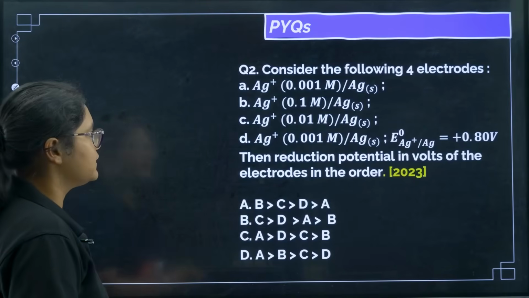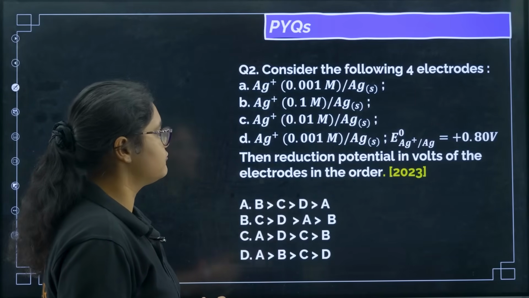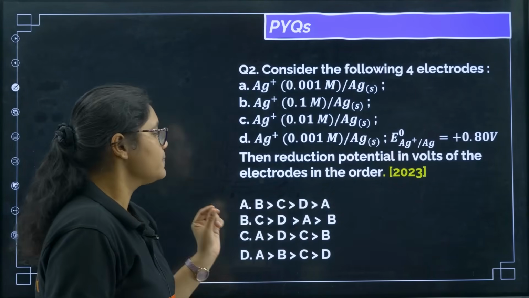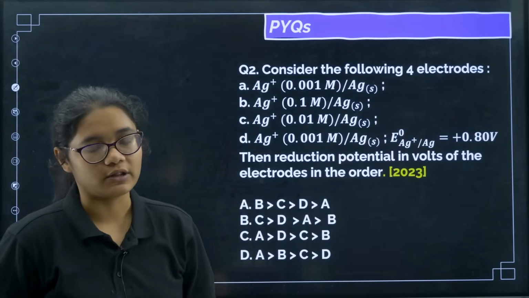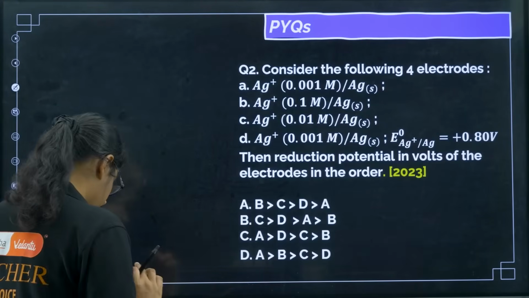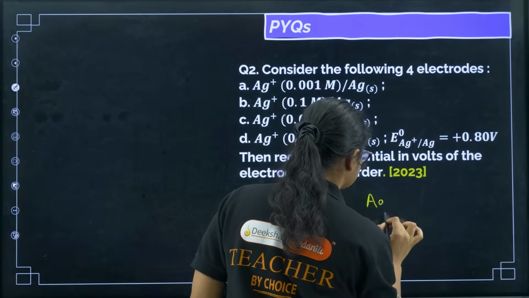Let's move forward. Here this is an important PYQ question of 2023. Consider the following 4 electrodes. The reduction E naught value is given to you. The reduction potential in volts of the electrodes are in the order. So you have to just calculate the reduction potential. You do not have to do the full calculation. I'll tell you how to do. See, Ag plus will undergo the reaction like this, right?